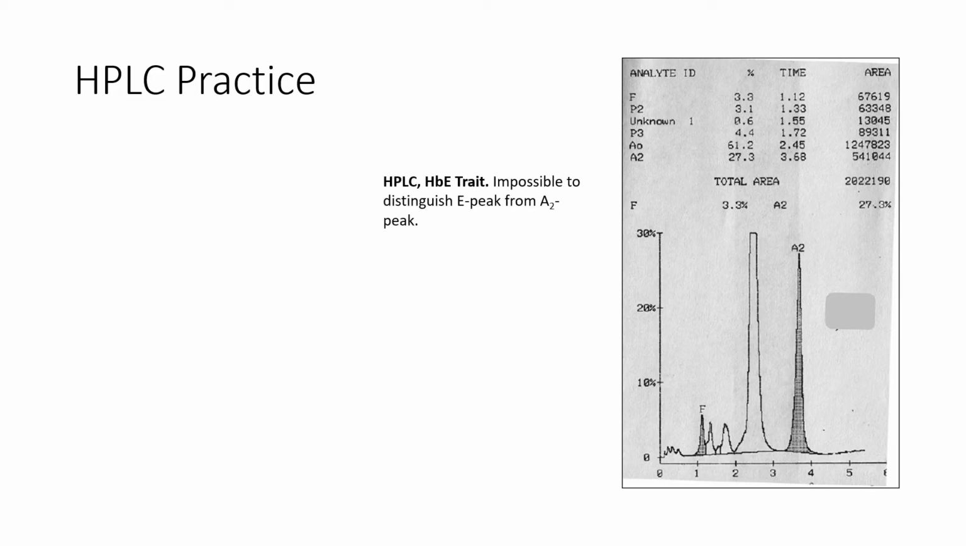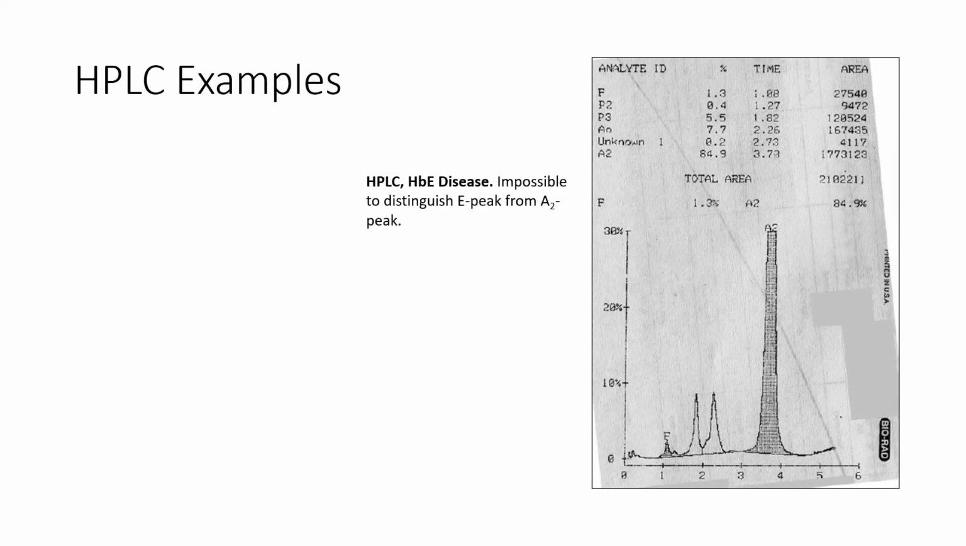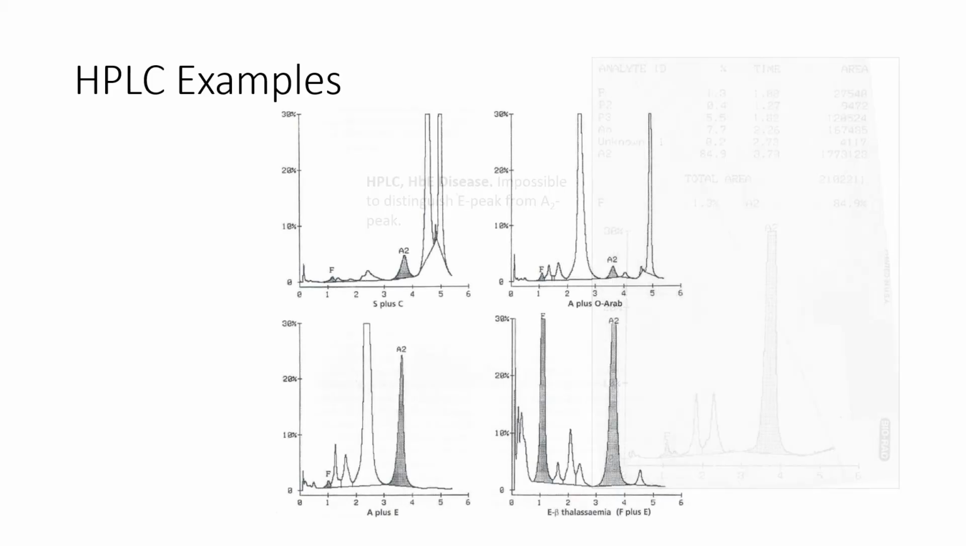These results are consistent with hemoglobin E trait. Remember that hemoglobin E cannot be separated from A2 on HPLC. And lastly, here's an example of HbE disease. I have included a few more plots for you to study on your own. Pause here if you wish to review them now.